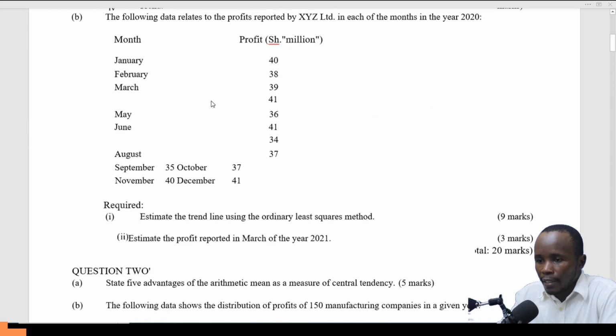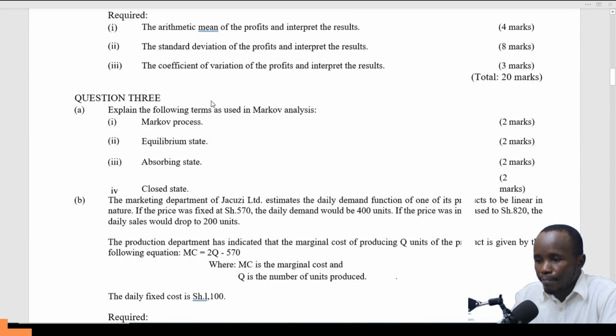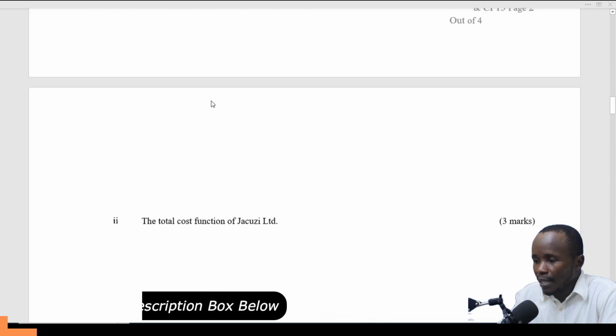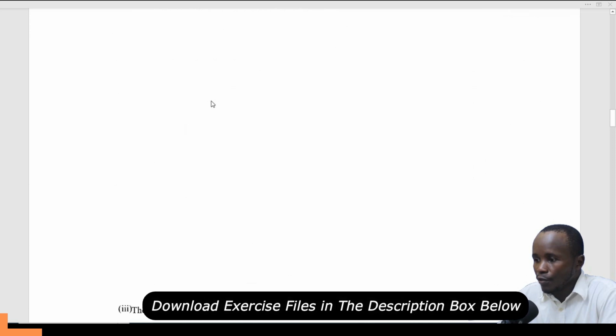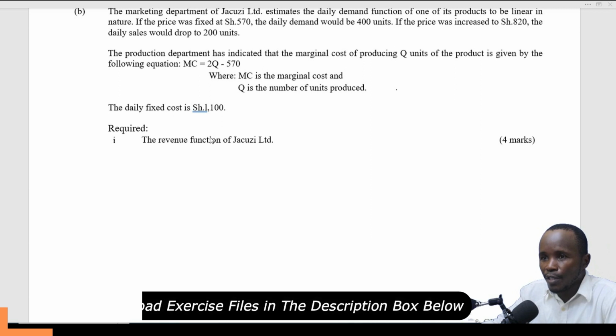We are going to begin with the exam that was tested in December 2021, and it was question number 3B. The question carried 12 marks, as you can see. It has three parts: a question of 5 marks, a question of 3 marks, and a question of 4 marks. So we want to see what was expected of you as a student by the examiner.